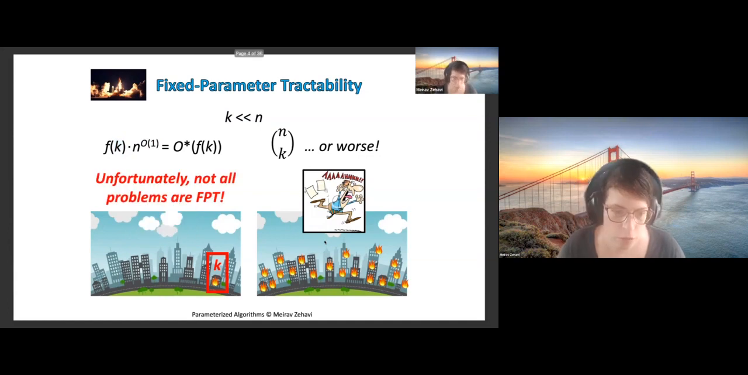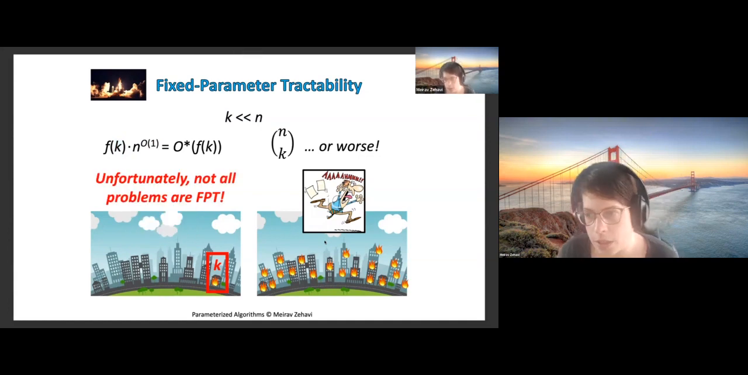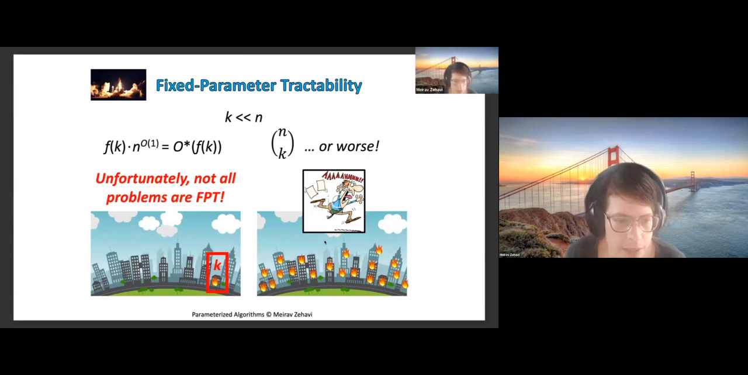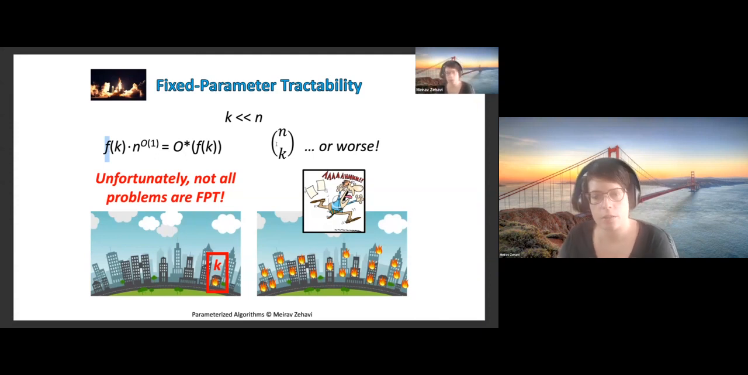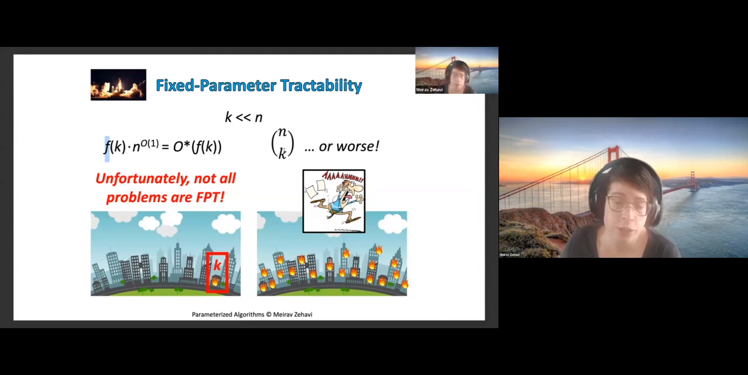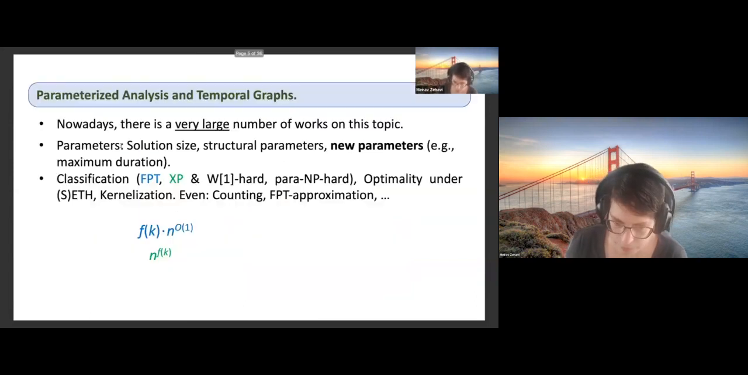Okay, but not all problems are FPT, of course, under some assumptions in computational complexity. So there are some problems that, no matter what this function f is, you cannot solve in time f of k times some polynomial. There are some problems for which you cannot even achieve this kind of running time, n choose k times some polynomial, or more generally, n to the power of f of k for any function f. So one goal is to try to classify which problems are FPT, can be solved in this time or not, and of course, try to find the best f that we can.